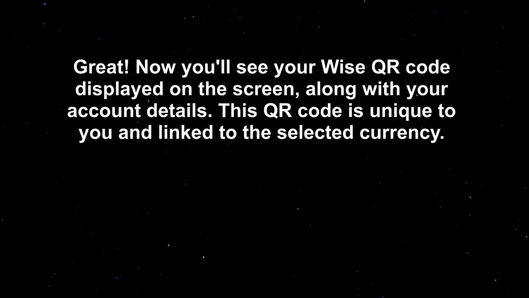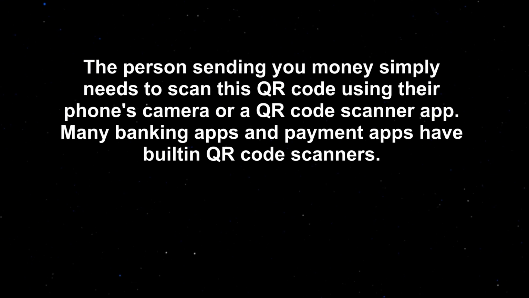Great! Now you'll see your Wise QR code displayed on the screen, along with your account details. This QR code is unique to you and linked to the selected currency. The person sending you money simply needs to scan this QR code using their phone's camera or a QR code scanner app. Many banking apps and payment apps have built-in QR code scanners.